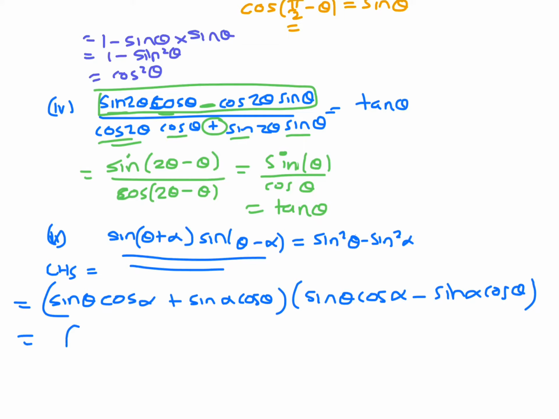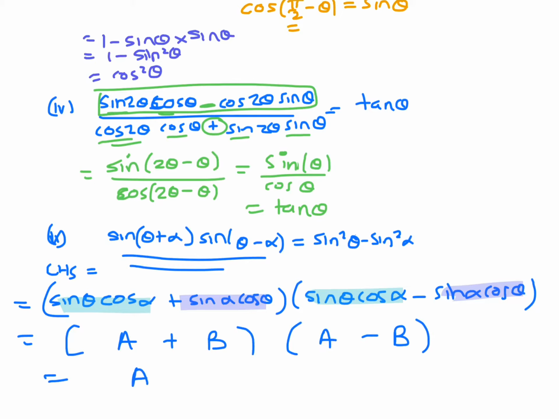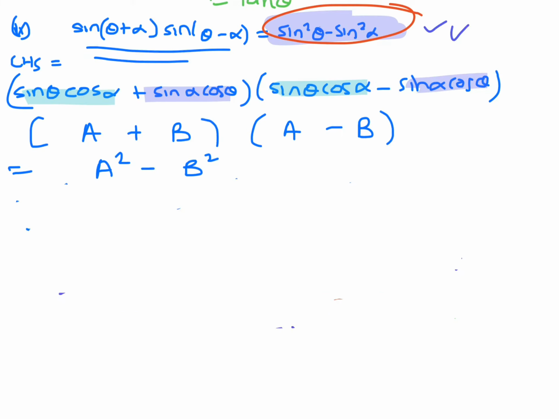Okay, so looking at that then, we have the same thing here and here. And then we also have the same thing here and here. And there's a minus in the middle. So it's the same as having like (A plus B)(A minus B), the difference of two squares, and it will expand to A squared minus B squared. So the A is actually sine theta cos alpha, and the B is sine alpha cos theta.